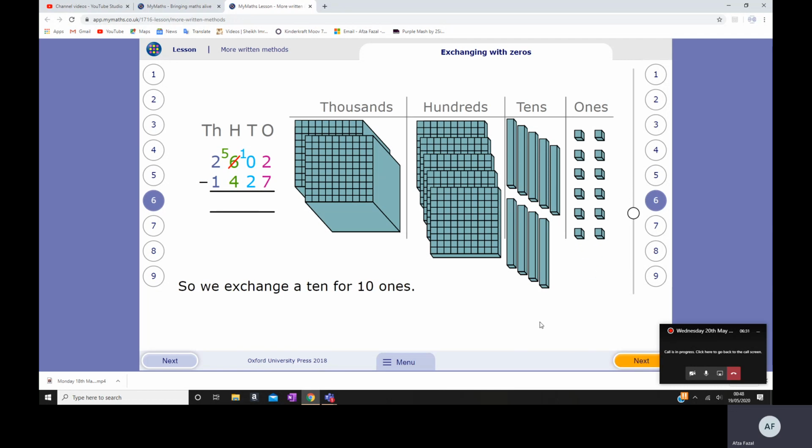And you carry it over again because you can't do 2 take away 7. So when you crossed it out, the 10 became a 9 and you carried the 1 over. You've got 12 and 7 there. So now you do 12 take away 7 because you renamed the ones column as well.